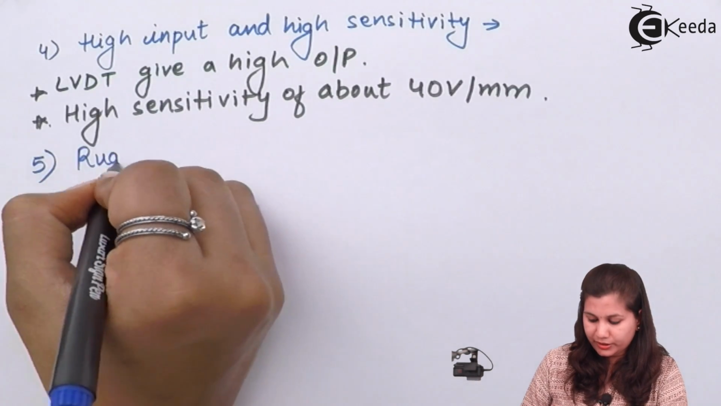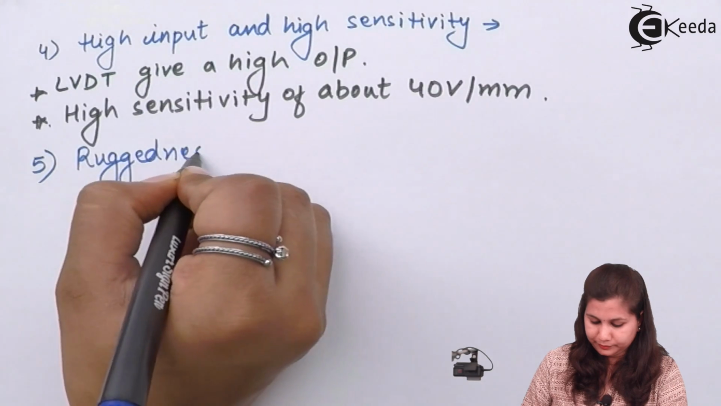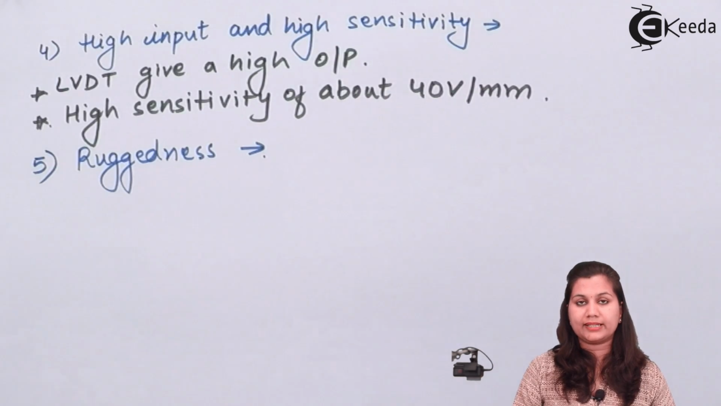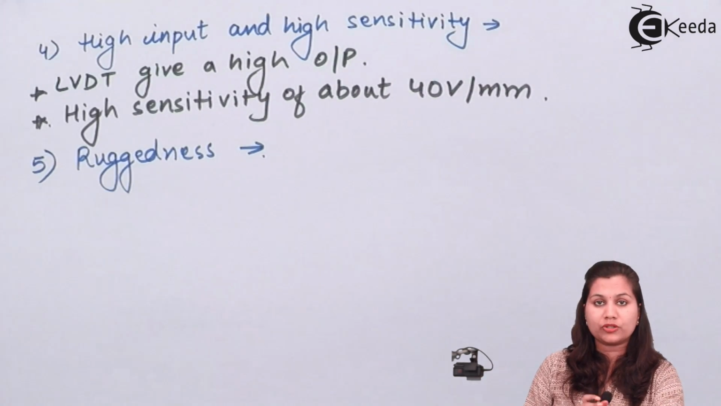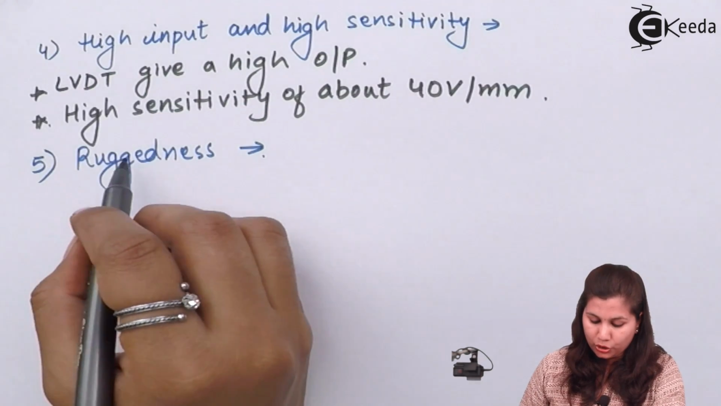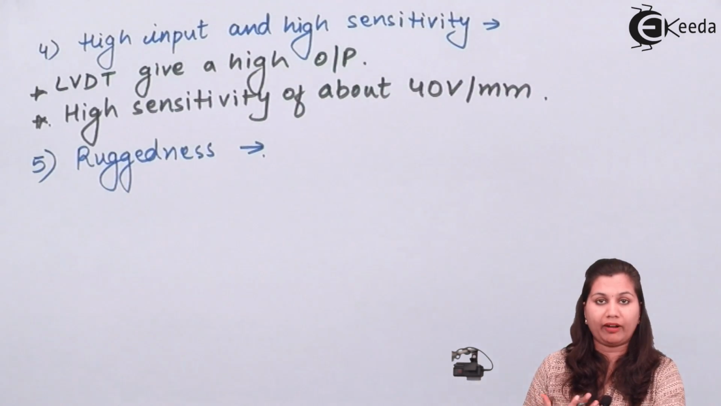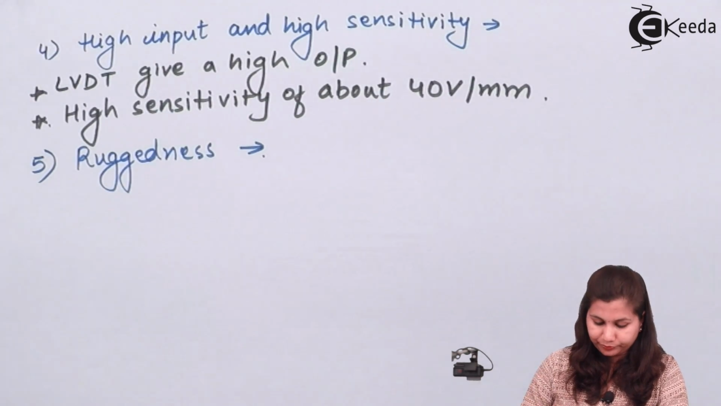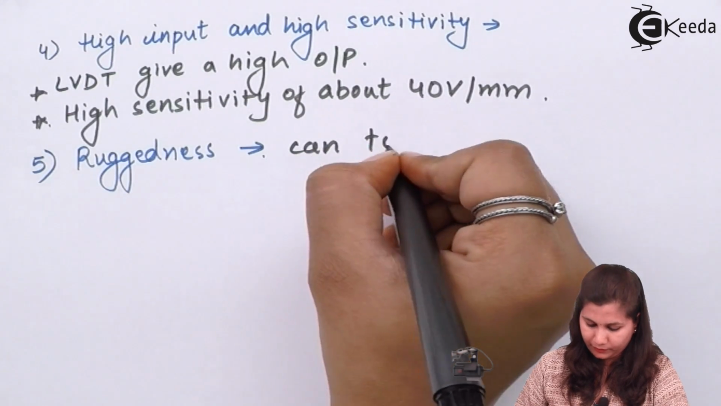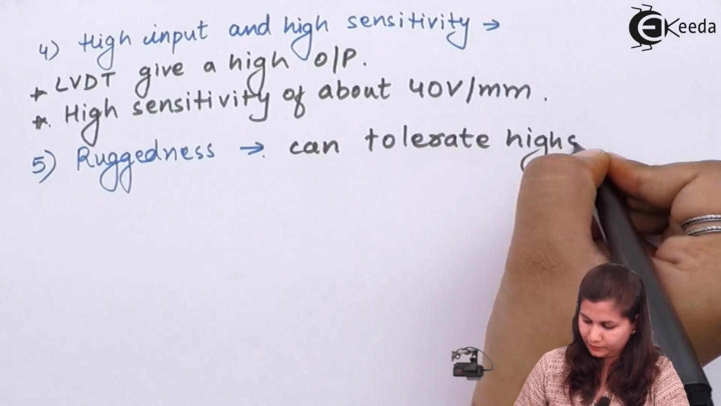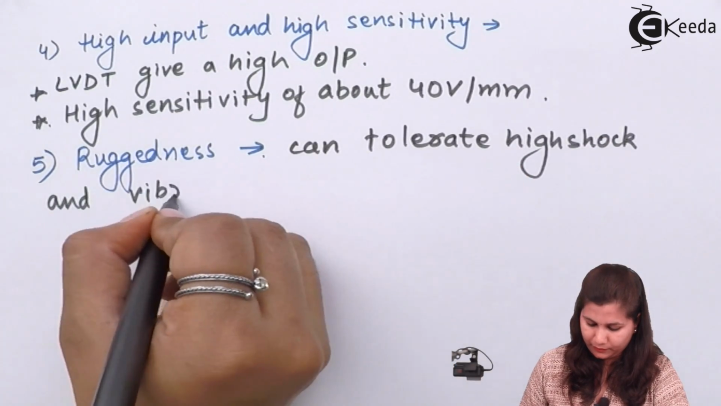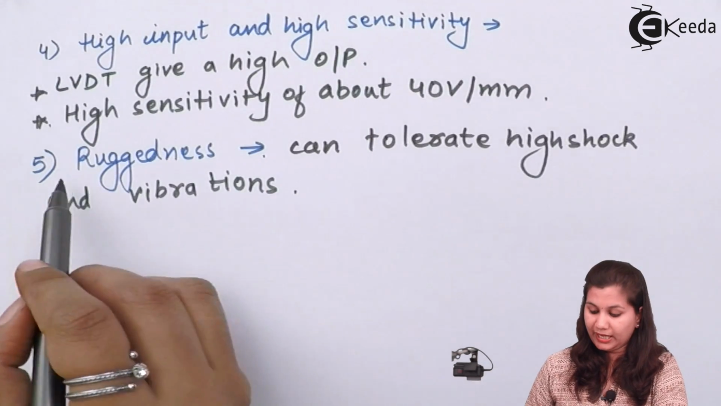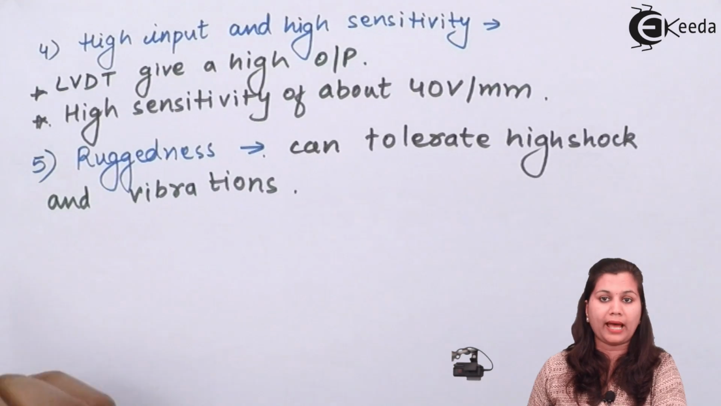Next advantage is rigidness. The LVDT transducer can work in very stressful environments also. It can tolerate a high degree of shock and vibrations because it is sealed in an assembly. This provides the LVDT a very high rigidness so that it can tolerate the shock and vibrations.